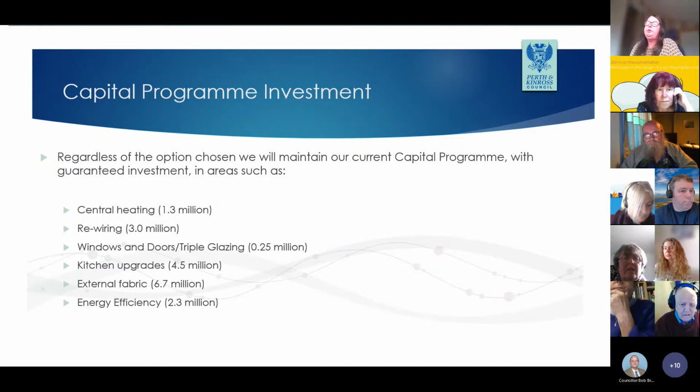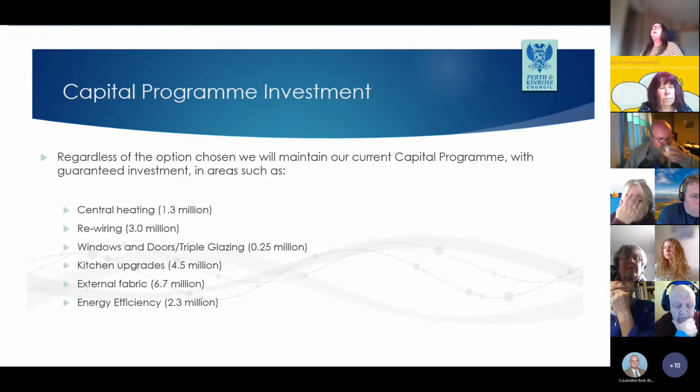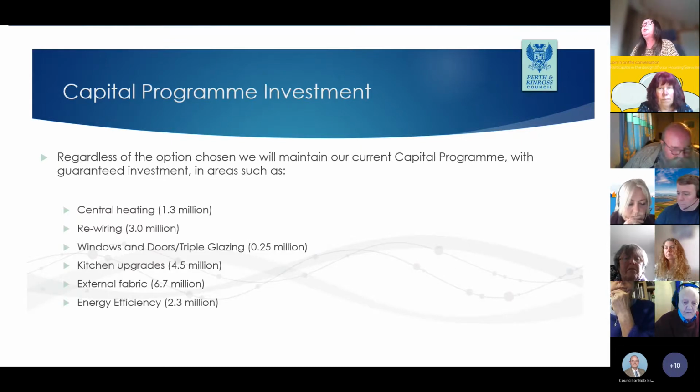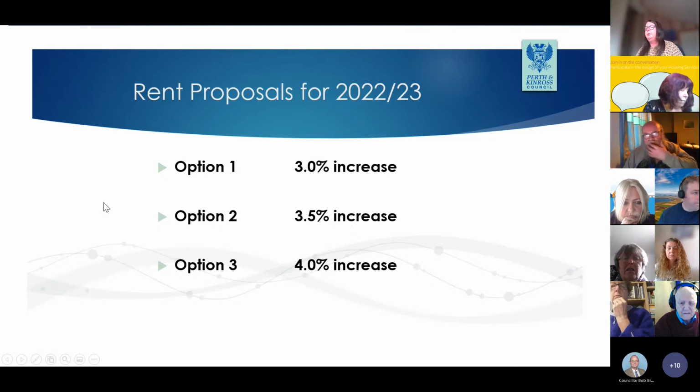So we wanted to stress that regardless of which of the options is taken forward or is voted for by tenants, the capital investment programme will continue, and that's guaranteed investment in the areas outlined. So central heating at 1.3 million, rewiring 3 million, windows and doors and triple glazing just under £250,000, kitchen upgrades of 4.5 million, external fabric of 6.7 million, and energy efficiency of 2.3 million. Okay, next slide.